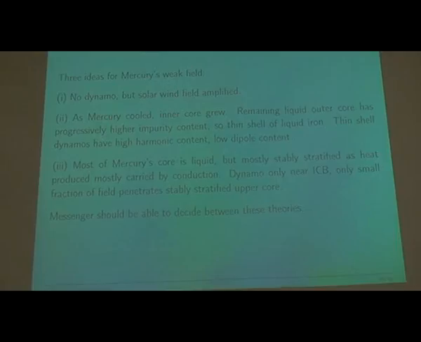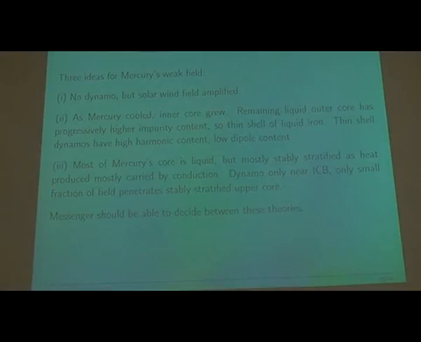Of those who believe there really is a dynamo, there are two groups of people. As Mercury cools, the inner core grows, and so the liquid outer core becomes progressively higher and higher in purity. So there's only a very thin shell of liquid iron left. The solid inner core grows and grows, and you just get a very thin shell of rather impure stuff which can't actually freeze, and so you've got a thin shell dynamo.